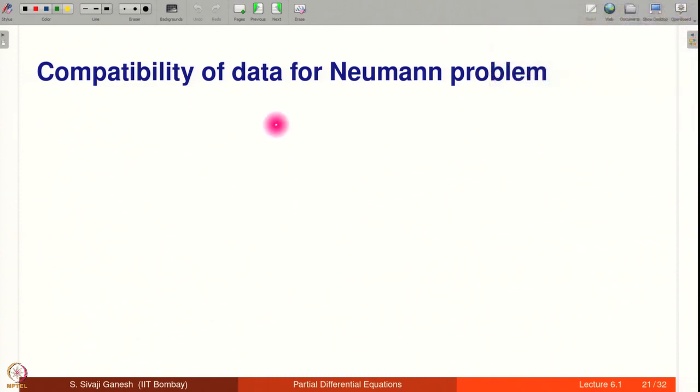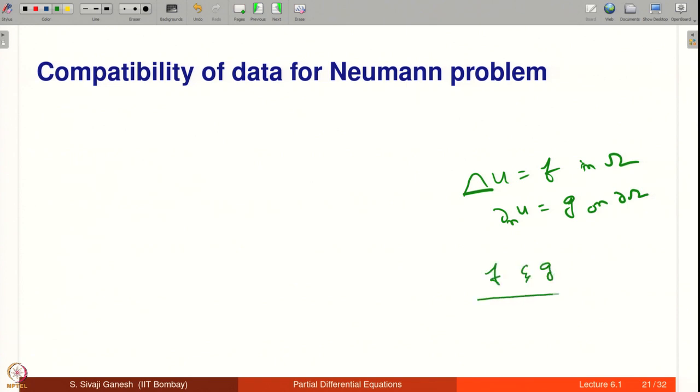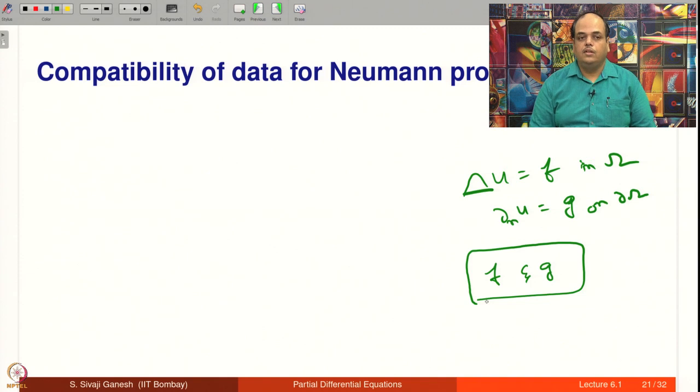Now, the Neumann problem that we have, namely Laplacian u equal to f in omega and dou n u equal to g on boundary of omega. If this problem has a solution, f and g are tied up with some relation. So, you cannot have arbitrary f and g for which the Neumann boundary value problem has a solution. In other words, if the Neumann boundary value problem has a solution, f and g must be compatible with each other in the sense that we are going to soon describe.